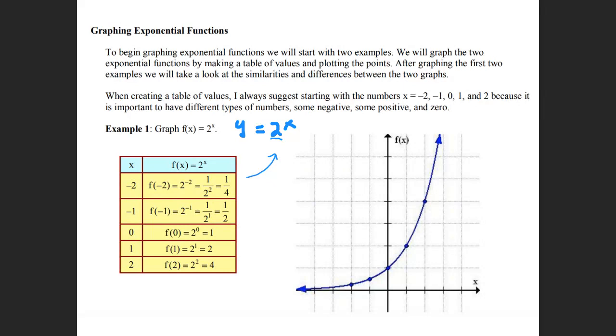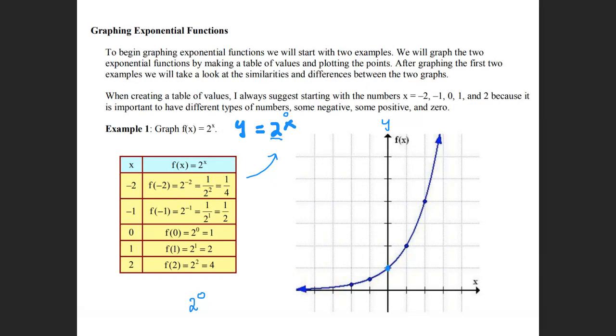First thing is, where does it cross the y-axis? This is the y-axis. Where does it cross? Well, if you put 0 in for x, it tells you where it crosses. What is 2 to the 0 power? 1. Anything raised to the 0 power is 1. So I know it crosses at 1.